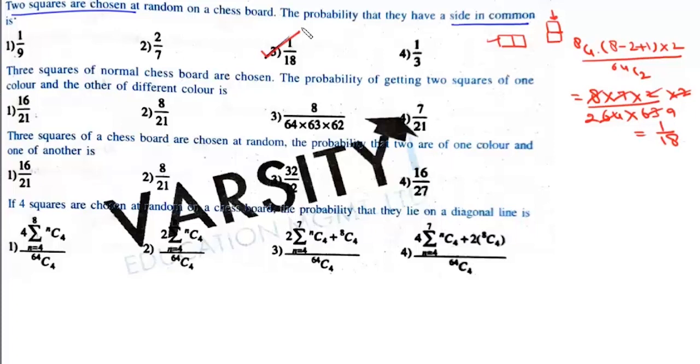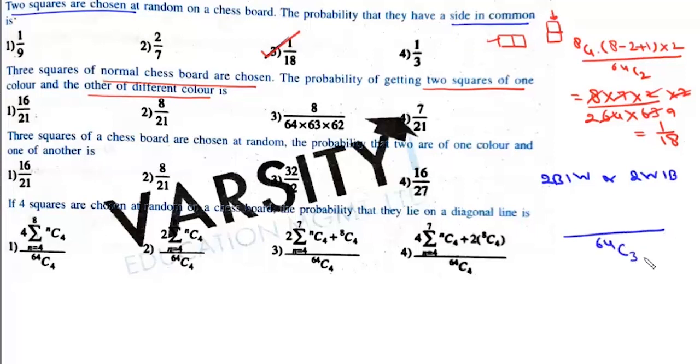Now the second one is 3 squares of a normal chessboard are chosen. Find the probability of getting 2 squares of one color and 1 square of different color. So we have two cases. Either it could be 2 black, 1 white, or 2 white and 1 black. Now total number of choices is 64C3. Now 2 black, so it will be 32C2, and 1 white is 32C1, and it will be same for 2 white and 1 black, so it will be this into 2.